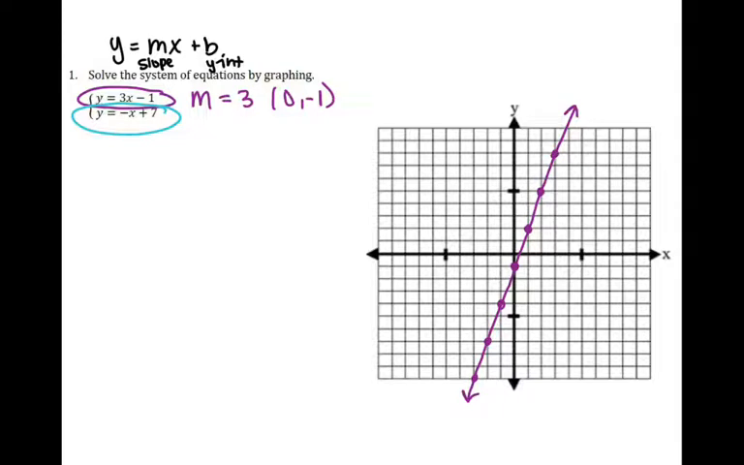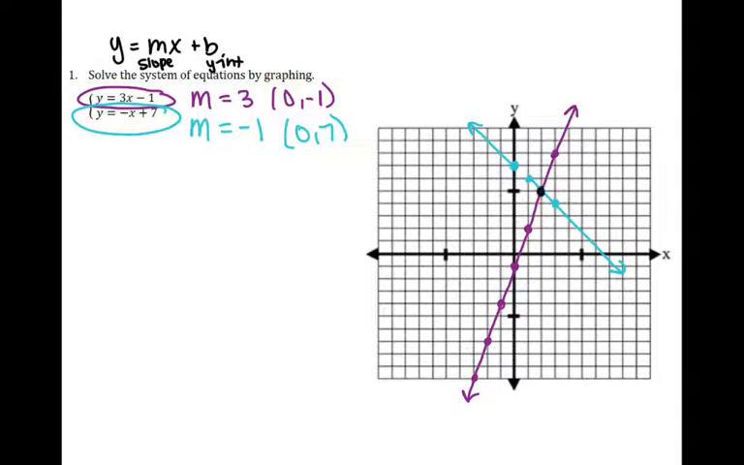For my second line, which again I'm doing in blue, my m is the number in front of x, which is -1, and my b is 7, so my y-intercept is at 0, 7. So I'm going to start at 7. Slope is -1, so I'm going to go down 1 over 1, down 1 over 1, and look at that, we just found our intersection, since my blue dot went right on top of my purple one.